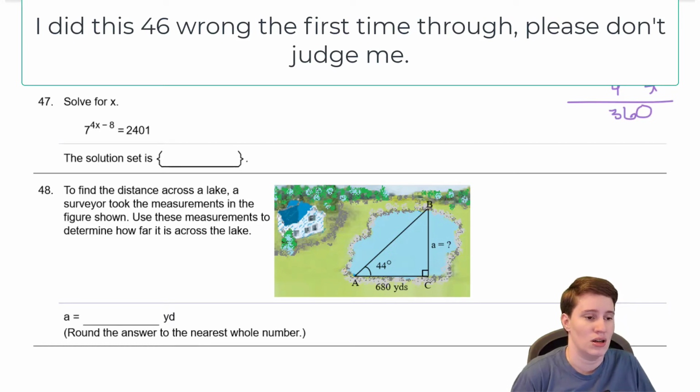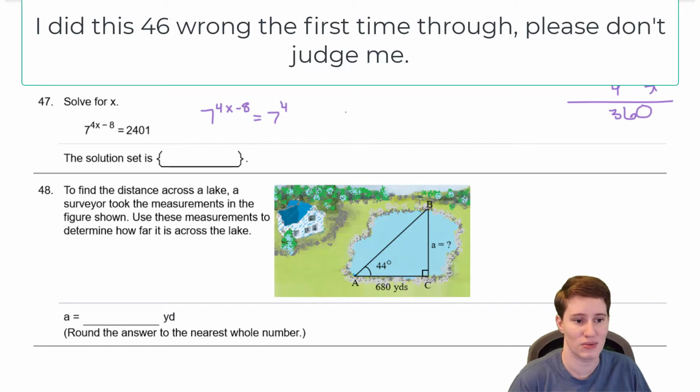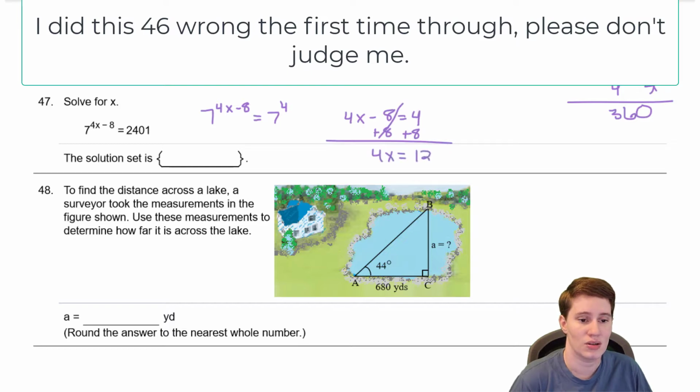So, if I can rewrite 2401 as 7 to the 4th power, there's this cool thing we can do. If we have 7 to this power equals 7 to this power, don't their powers have to equal each other? And we just get rid of the bases. We say, check you later, we don't need you. So I'd add 8 to both sides and get 4x equals 12, and then divide by 4 and get x equals 3.